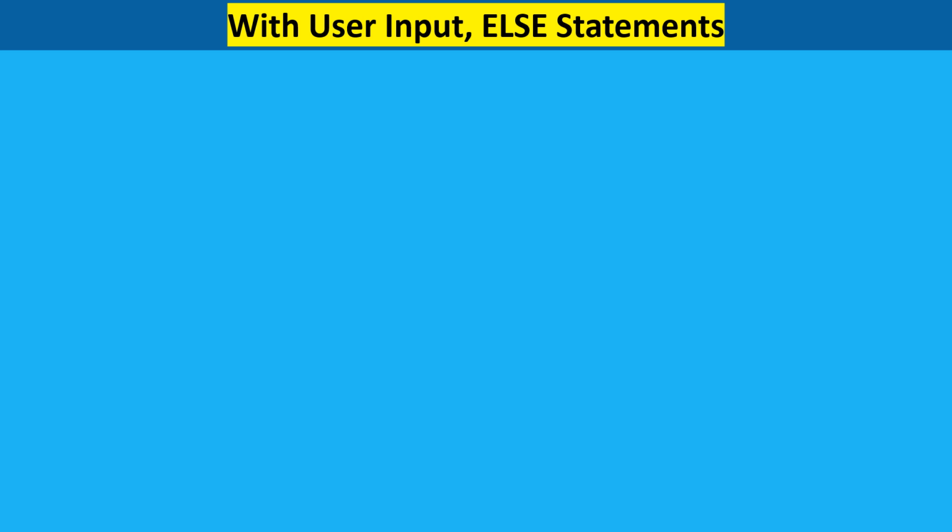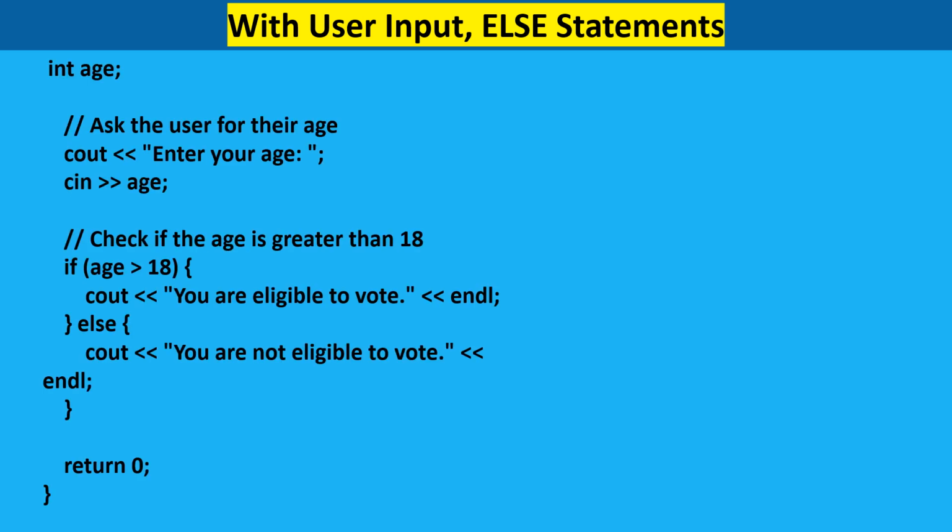With user input in the else statement, declare an integer variable age. Again, it stores the user's input: prompt the user to enter the age with cout and read it using cin. If the age is greater than 18, it prints you are eligible to vote, and the else block is executed if the condition is false: you are not eligible to vote. So this is the same example with user input.